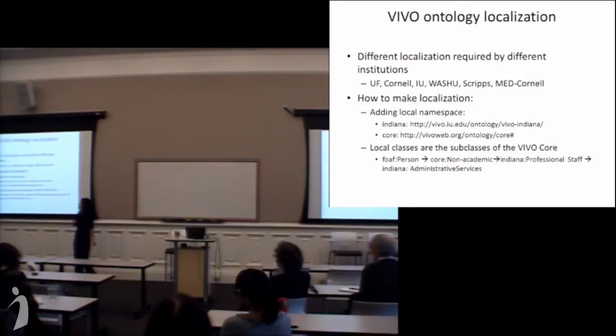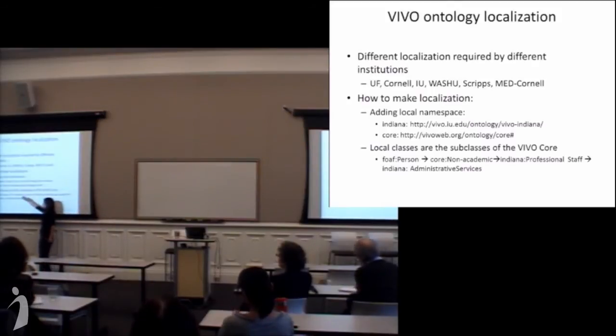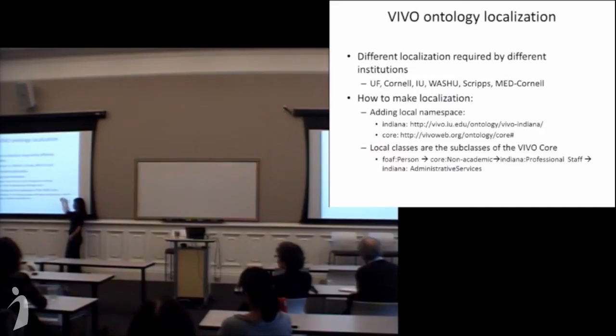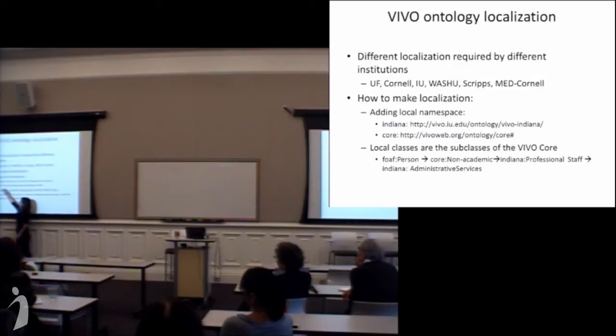So how did we do localization? For localization, we use namespaces. Simply, we give the core VIVO ontology a URL. And for Indiana, if I need to add, say, Indiana professional staff, which is unique at Indiana University, we say you create your own namespace. So this is our own namespace just for Indiana. Then you can create an extension.